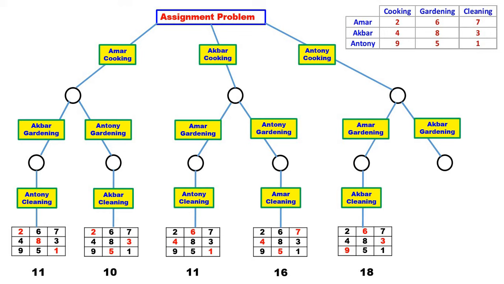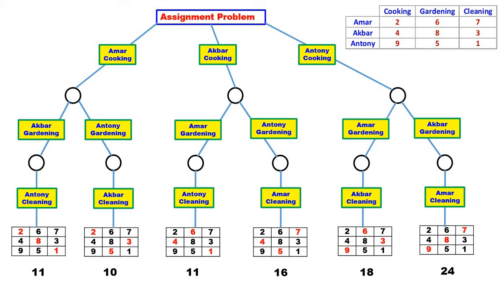Next we shall see the other option. When Anthony is cooking and Akbar is gardening, what is the option for Amar? Amar should clean. So now this is the possible solution. Anthony cooking is 9. Akbar gardening is 8. And Amar cleaning is 7. So what is the total cost? 24. See, we have 6 solutions. And these are the only possible solutions.